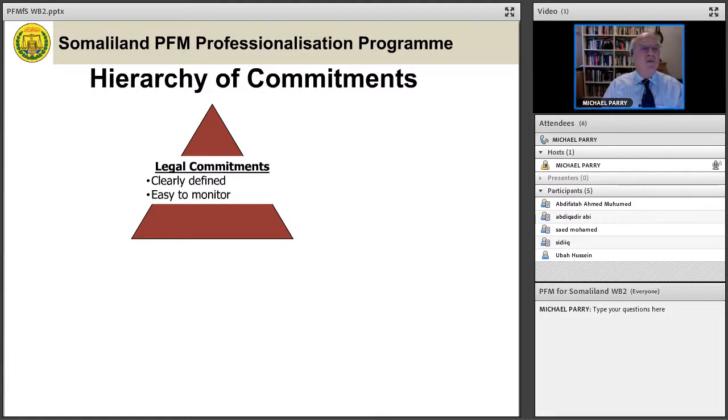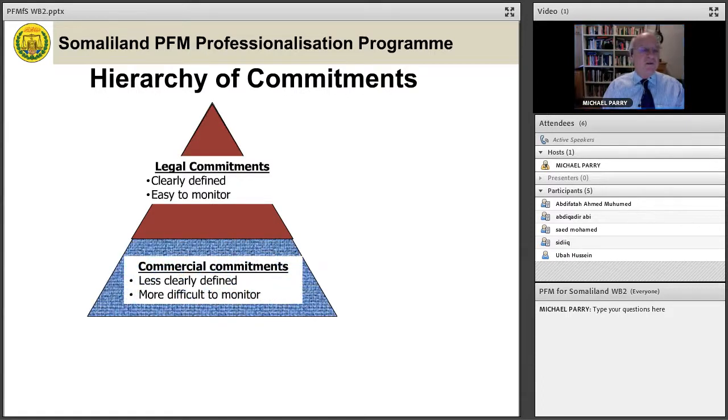There are different types of commitments. There's a hierarchy of commitments. At the top end is a legal commitment. The order for a car is probably a legal commitment. You've signed an order. You have to buy it. They're clearly defined and they're easy to monitor.